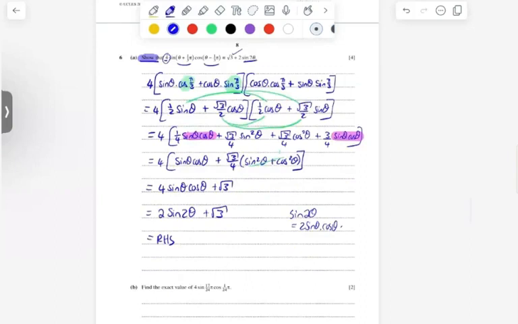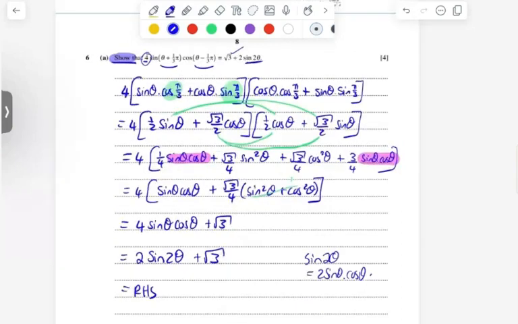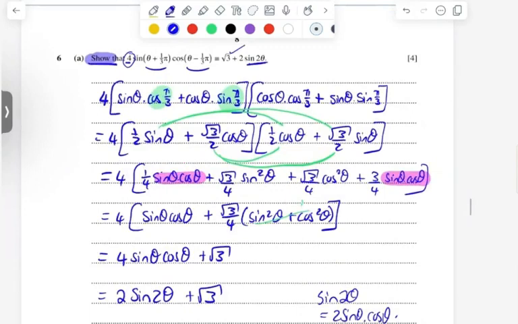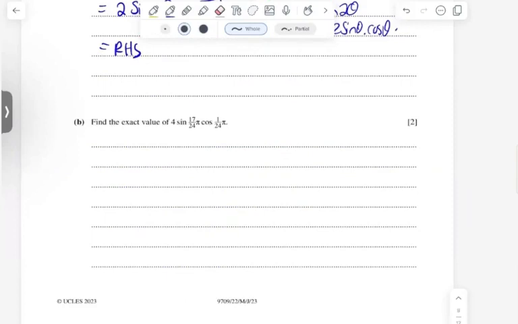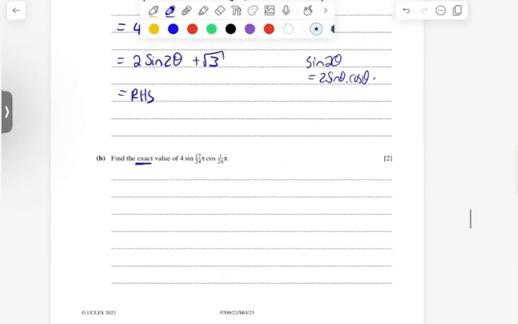So don't be afraid to get a bit messy before we get a bit neat. What I can say is you can't always see the end goal. I can't see the end goal when I start, but you just have to start somewhere. So don't not start because you don't know the end goal. Okay, just start. Alright, and then they say find the exact value, and then they give me something.